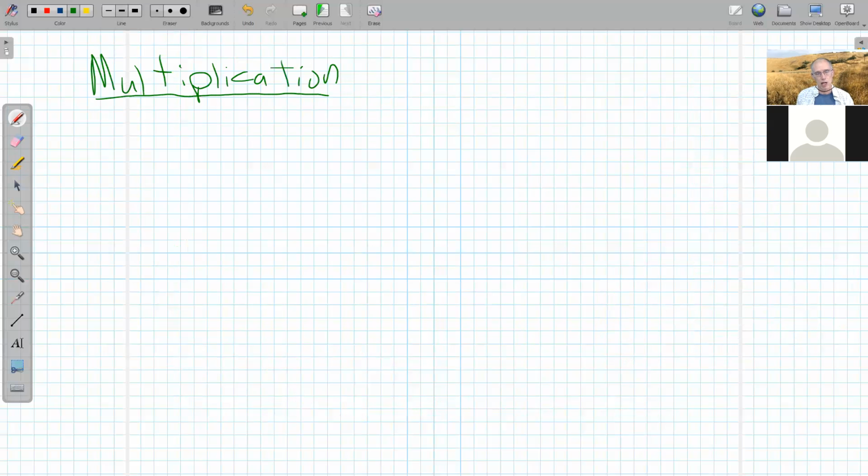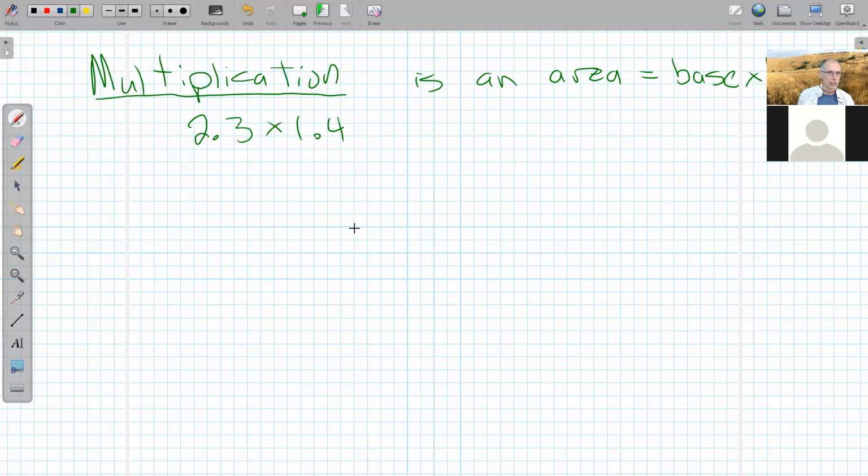Typically with base 10 blocks, we look at multiplication as an area. And with an array, we have a base times a height. Let's see, what should we do? How about 2 and 3 tenths times 1 and 4 tenths?